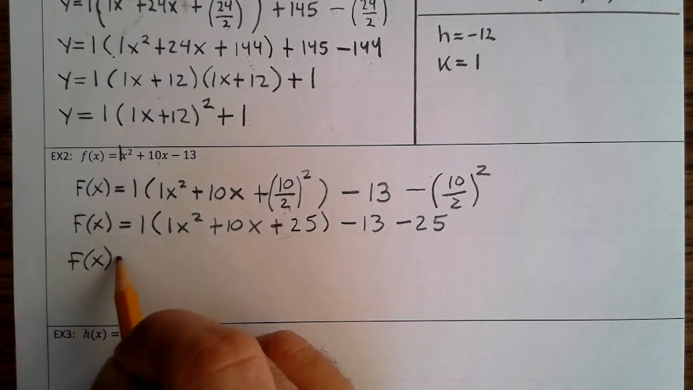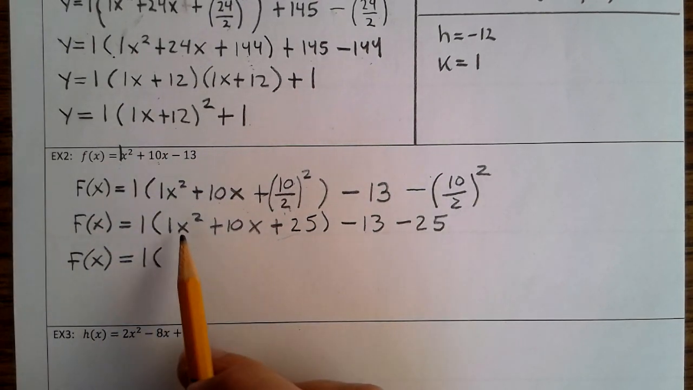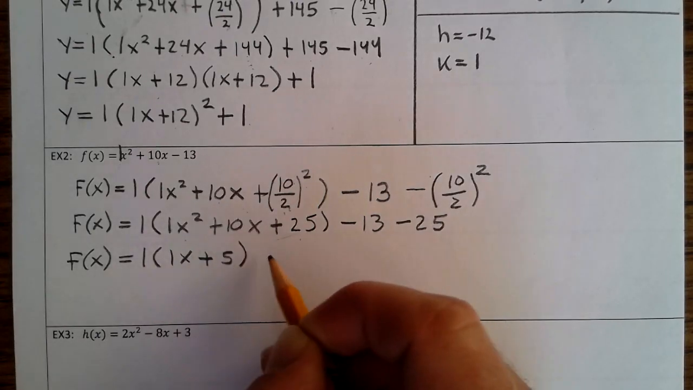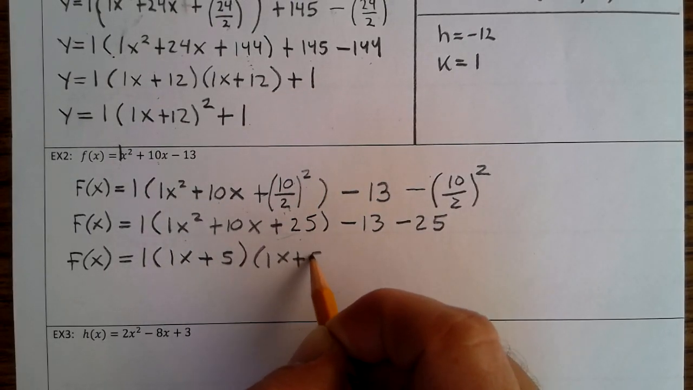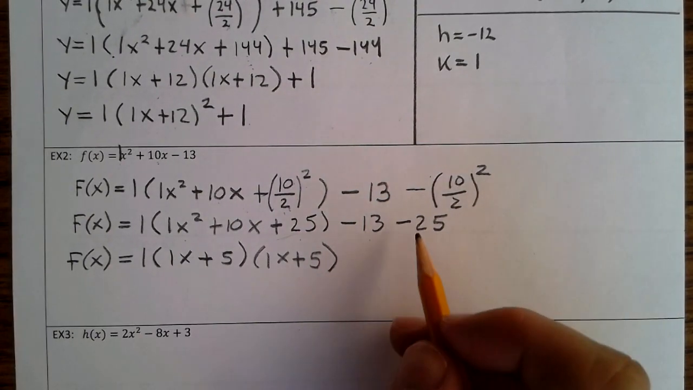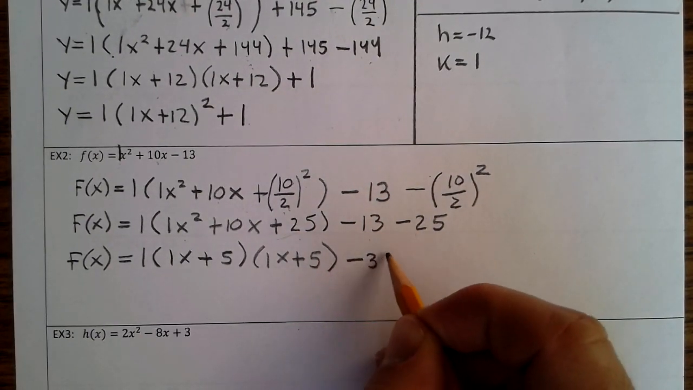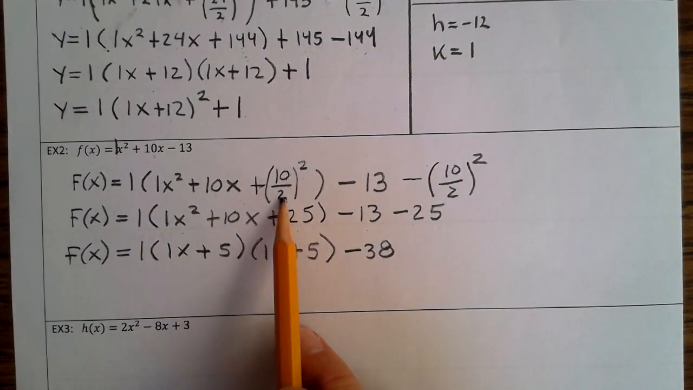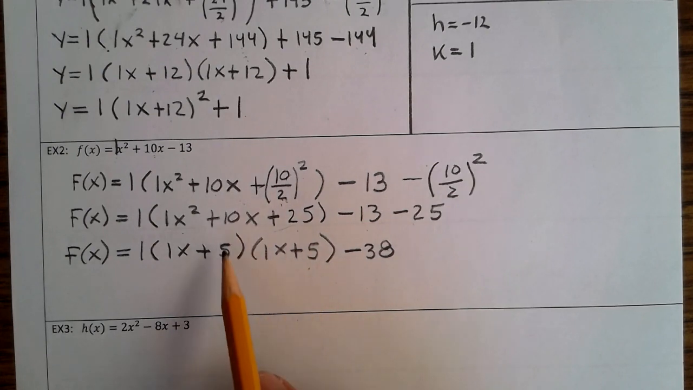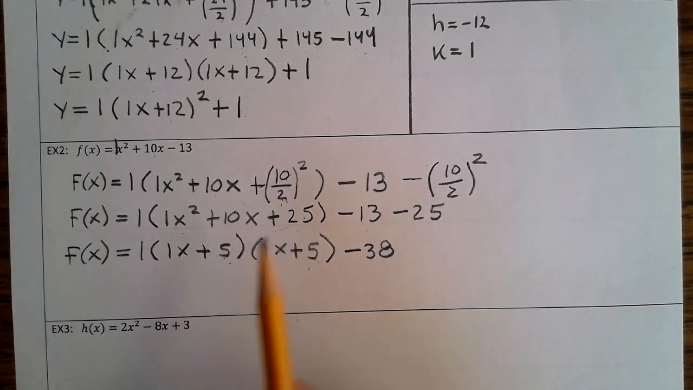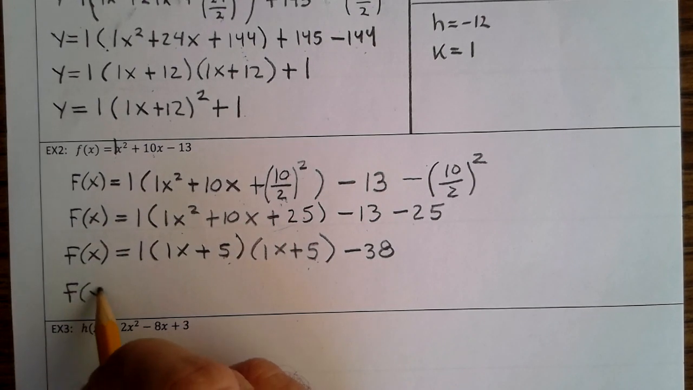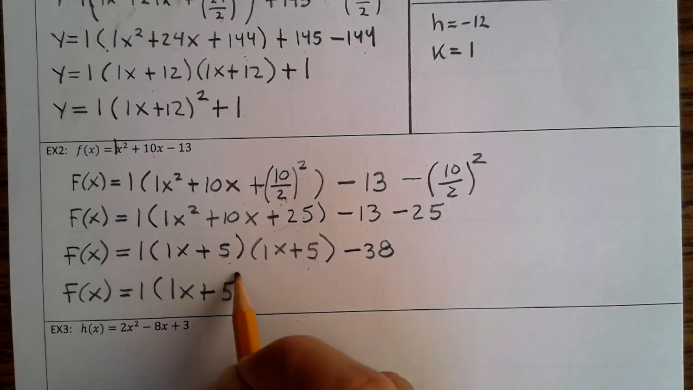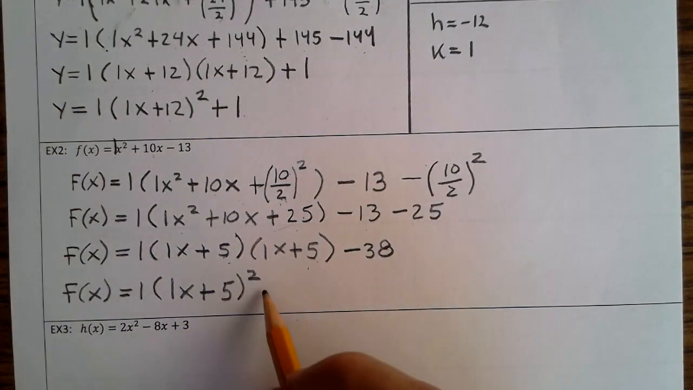And by complete square, what we mean is we've now created this so you can factor it, which is 1x plus 5 times 1x plus 5. And then minus 13 minus 25 is minus 38. Now, to get the factor, it's real simple. The factor came from here, 10 divided by 2, which is 5. And we know 5 plus 5 is 10, 5 times 5 is 25. So now this is f of x equals 1, parentheses 1x plus 5 squared minus 38.